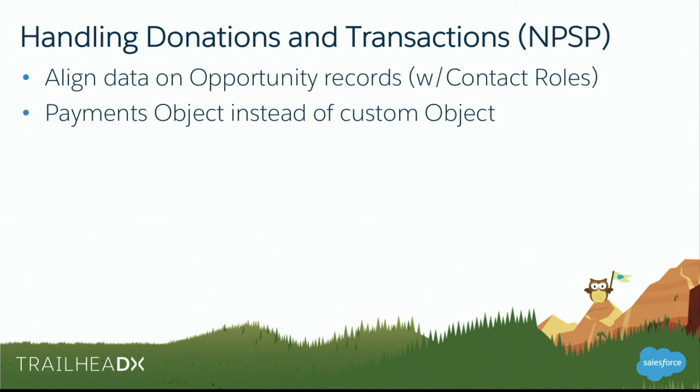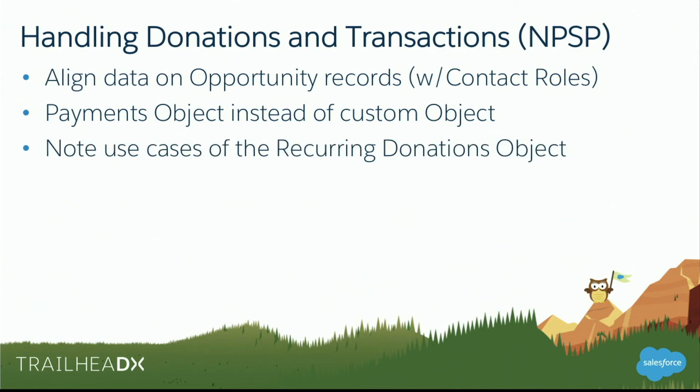We have a payments object. One of the things that sometimes integrations will do is create a separate transactions object that's hung off of opportunities. And in fact, you don't need to. You can use our payments object. We do have a recurring donations object that you can look into the use cases of to support pledges and also to support constituent recurring donations.